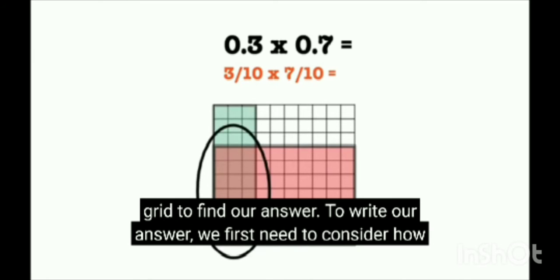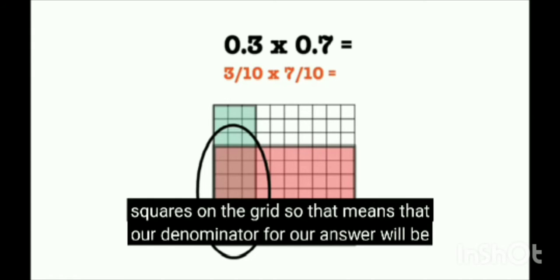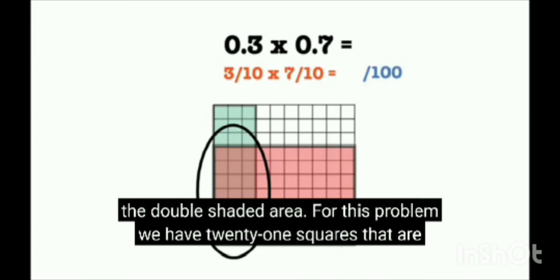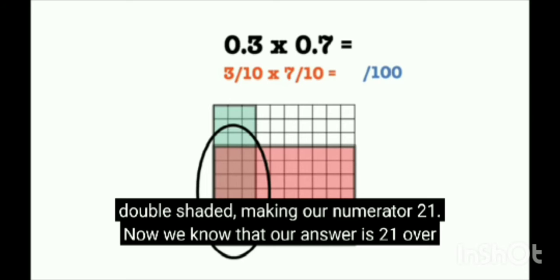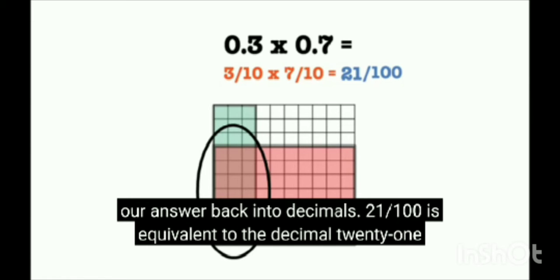To write our answer, we first need to consider how many squares are on the 10 by 10 grid to determine our denominator. There are 100 squares on the grid, so that means that our denominator for our answer will be 100. To determine our numerator, we will need to look at how many squares are in the double shaded area. For this problem, we have 21 squares that are double shaded, making our numerator 21. Now we know that our answer is 21 over 100. Since the original problem asked us to multiply decimals, we need to convert our answer back into decimals. 21/100 is equivalent to the decimal 0.21, or 21 hundredths.